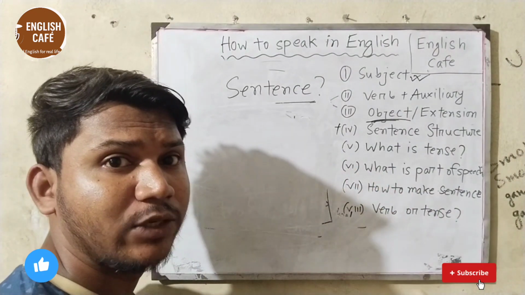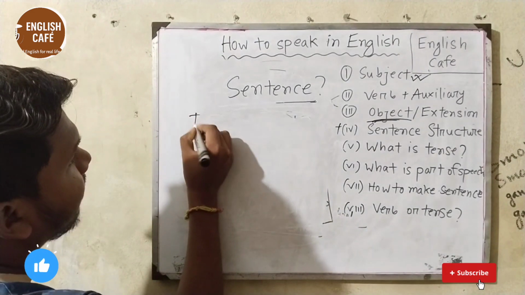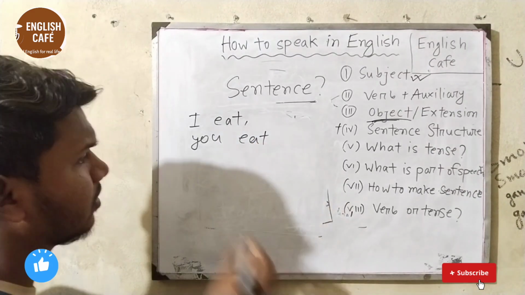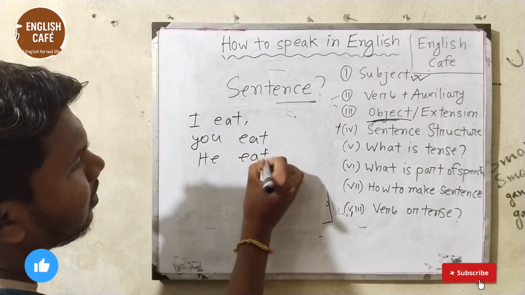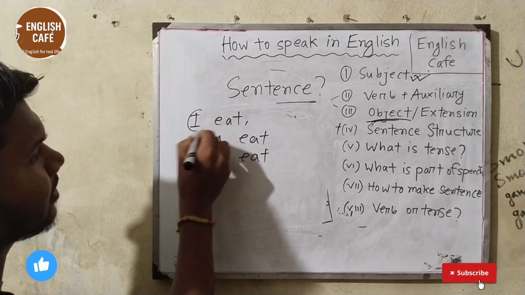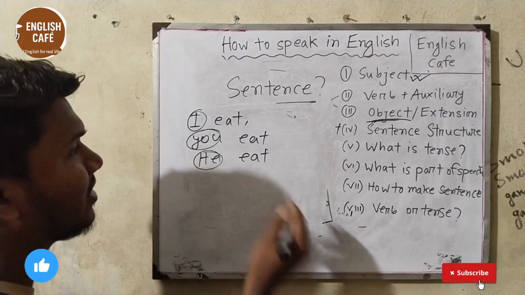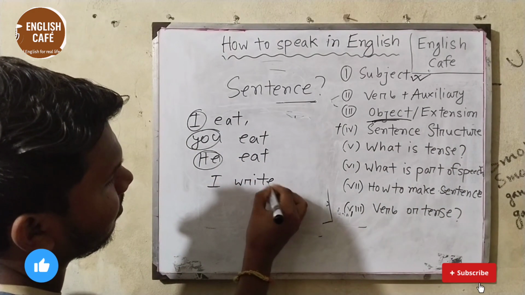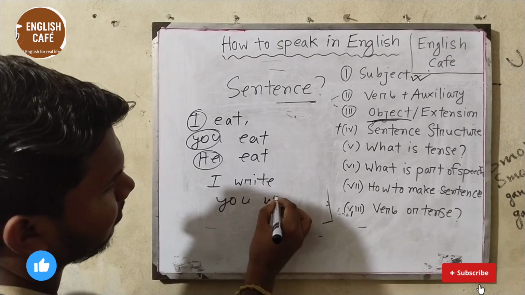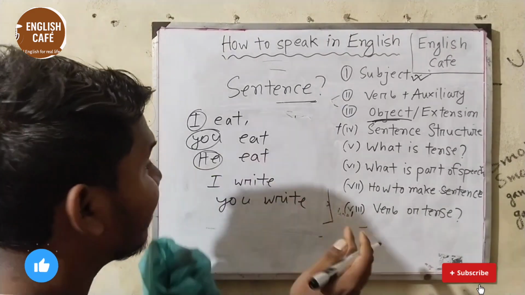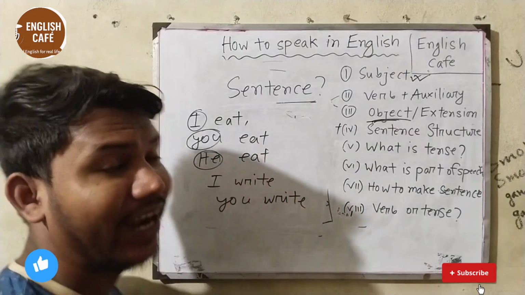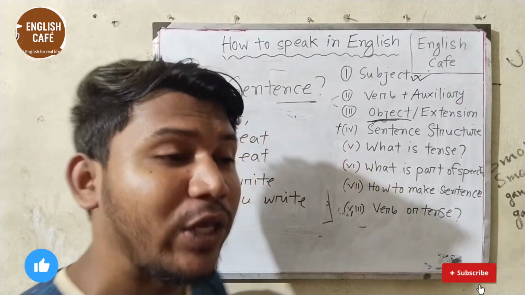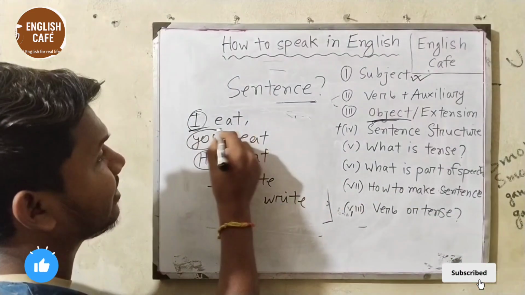So I am writing some sentences using only subject and verb. I can write: I eat. You eat. I can also write: he eat. Look at this sentence. I just changed the subject. Now it turns to change the verb. I write. You write. So these are complete sentences using only subject and verb. I hope this will be very helpful for you to make your first step. Now you are able to speak in English using only subject and verb.